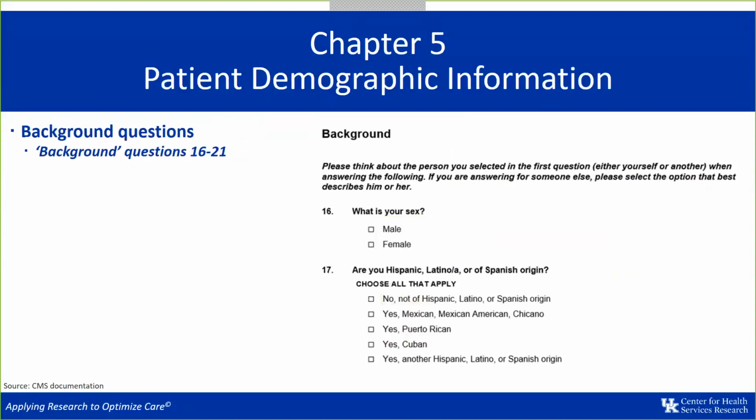Questions 16 through 21 are the background questions. These are not scored and just provide basic demographic information. Again, beneficiaries could skip or omit any of these questions. Question 16 asks, what is your sex? 17 asks, are you Hispanic, Latino, or of Spanish origin?